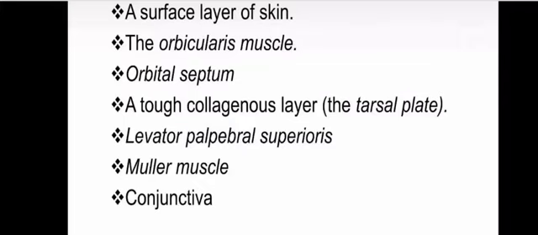The eyelid consists of a surface layer of skin, orbicularis oculi muscle, orbital septum, a tough collagenous layer which is known as the tarsal plate, the levator palpebrae superioris muscle, Muller's muscle, and the conjunctiva.